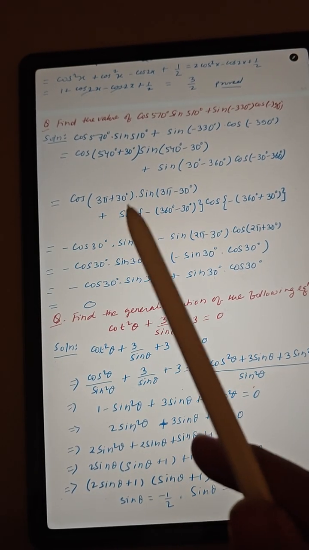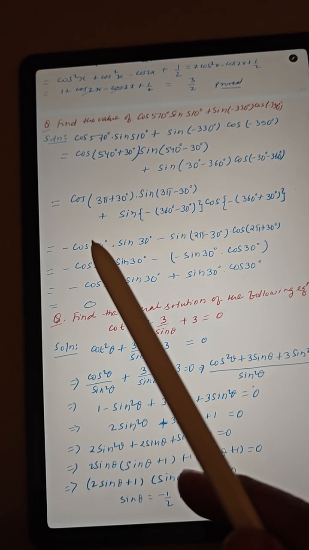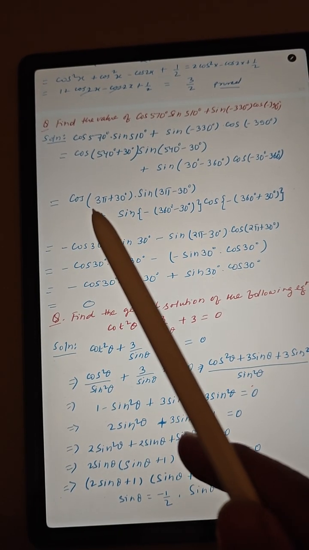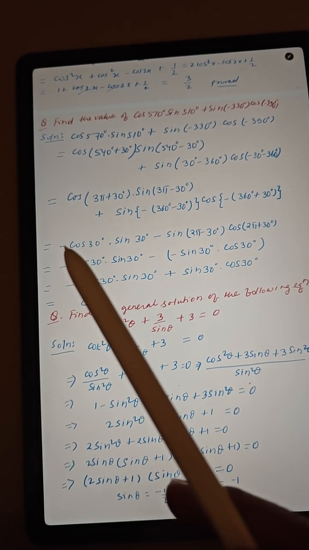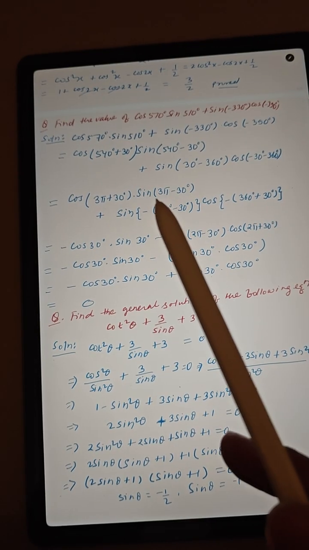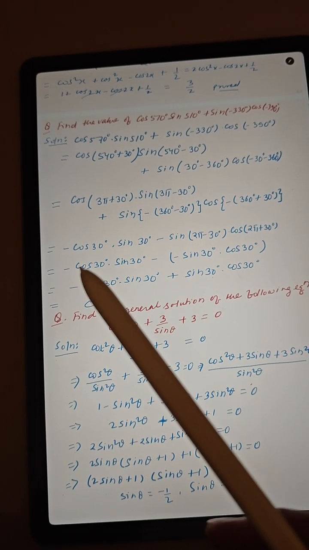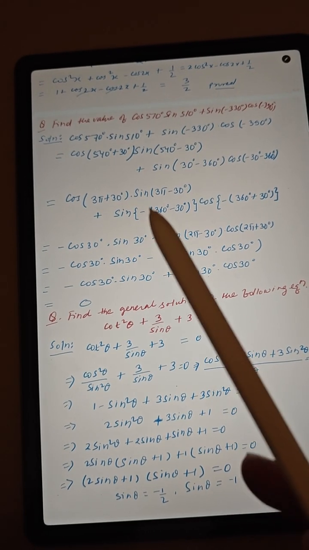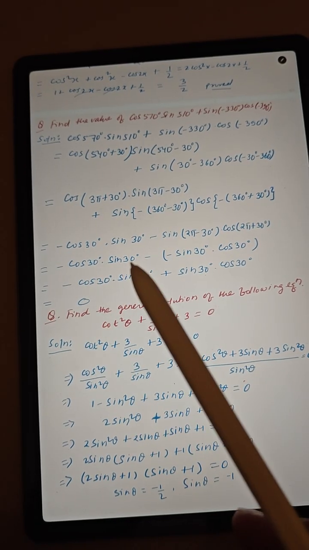This cos(3π + 30°) will be minus cos 30°, using the all-sine-tan-cos rule. 3π means third quadrant, so cos will be negative, and as it is a multiple of π, there is no change in cos, so minus cos 30°. Same reason: sin(3π − 30°) is in the second quadrant, so sin 30°, and the sine value has no change because it is a multiple of π, so we are using the all-sine-tan-cos rule.